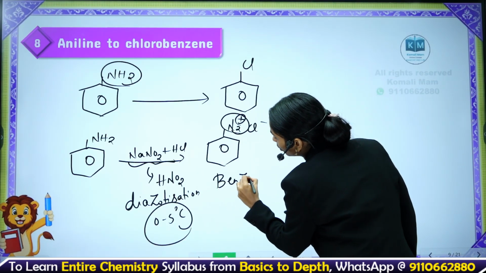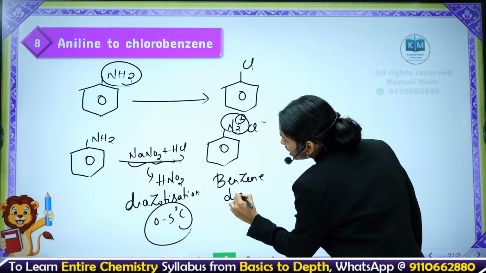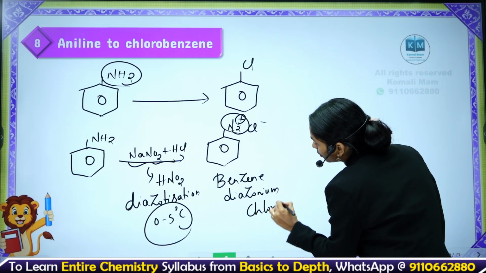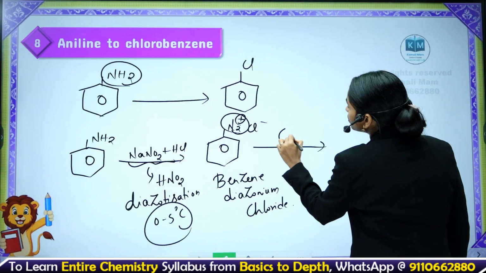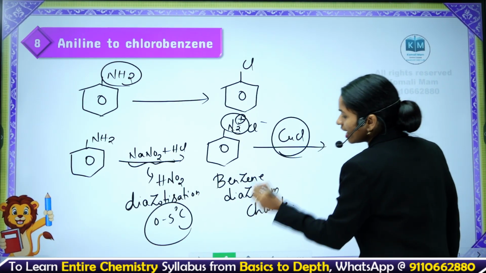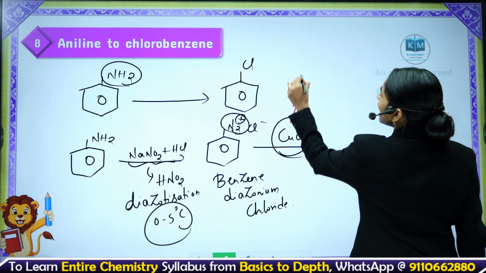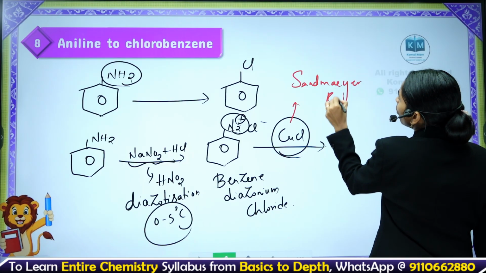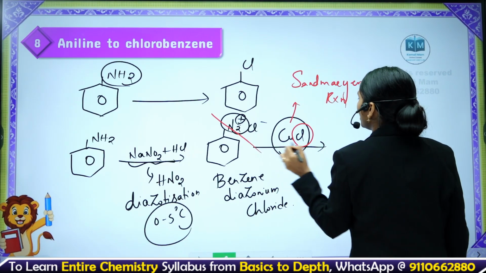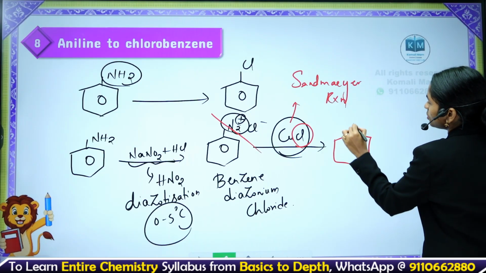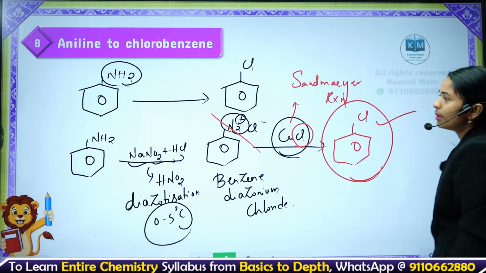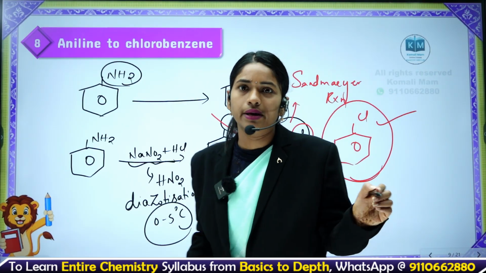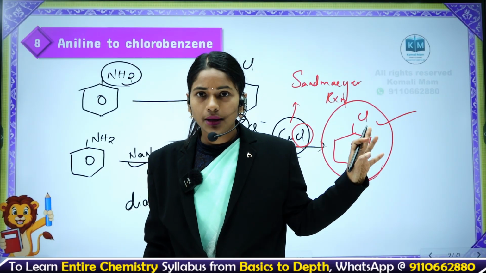Benzene diazonium chloride. What is its name? Benzene diazonium chloride, which is a very good leaving group. Then what do we have to do? Use CuCl. Which reaction is this? One of the famous reactions, the Sandmeyer reaction. What will this Sandmeyer reaction do? Chlorine goes and substitutes here. This is chlorobenzene. So you have learnt the diazotization process, the Sandmeyer reaction, and how to write the product.